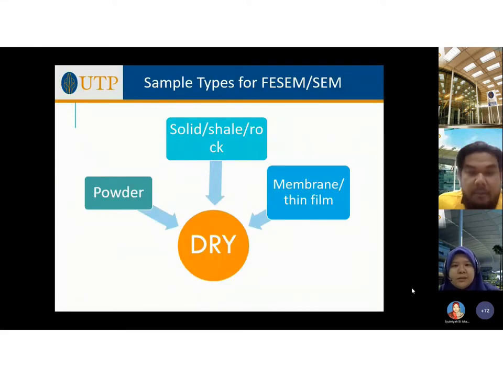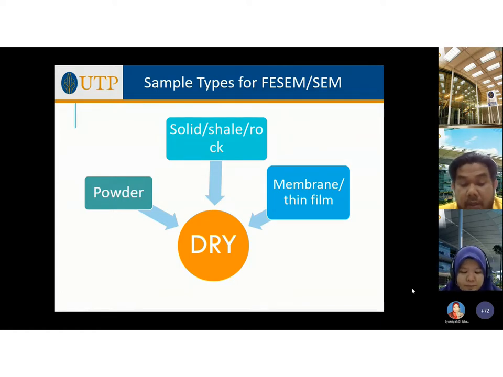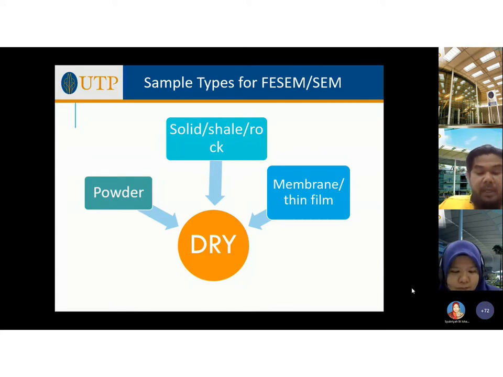Okay, this is the sample types for SEM and FESEM. As Madam Nashila already told us, FESEM or SEM uses a high vacuum chamber. Because of the high vacuum, the sample must be in a dry condition. Your prepared sample can sometimes be a powder, a solid or shell, or sometimes a rock, and it can also be a membrane or thin film, and also electronic devices.